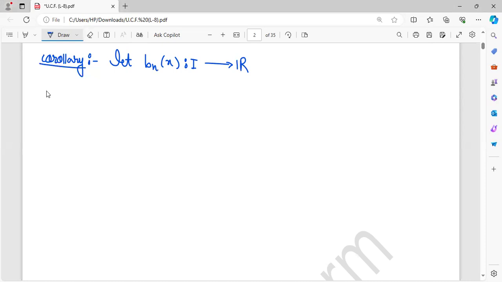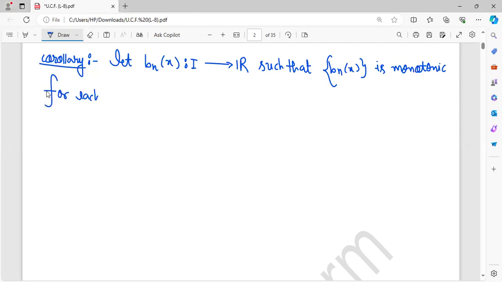Such that b_n(x) is monotonic for each x belongs to I. It means either it is monotonically increasing for fixed x or it is monotonically decreasing. Monotonic means it is either increasing or decreasing.